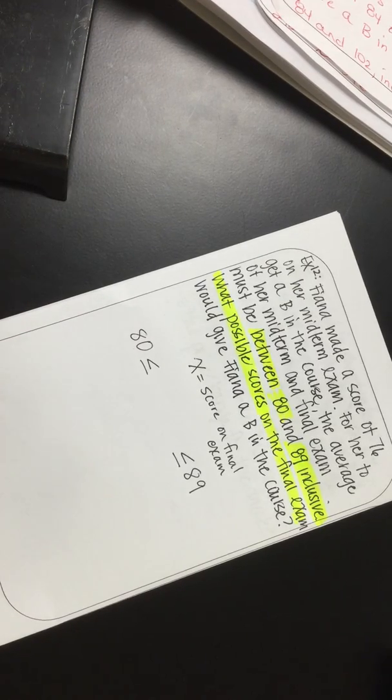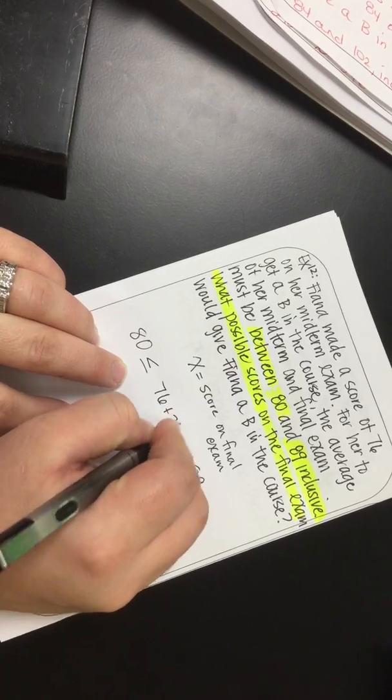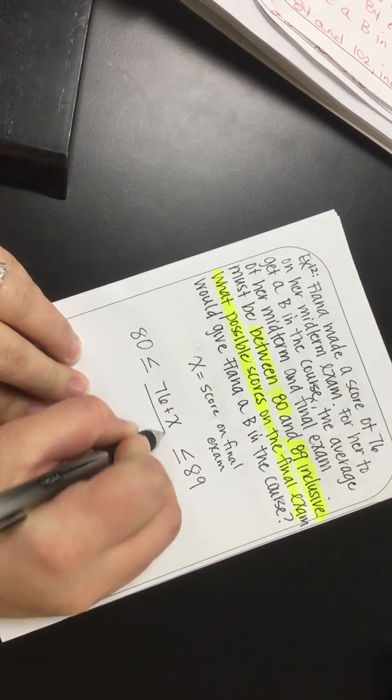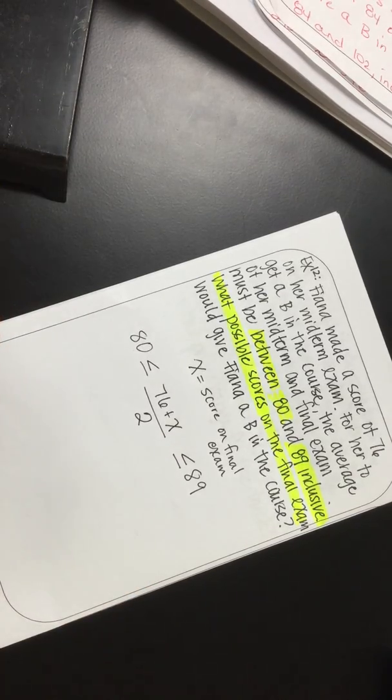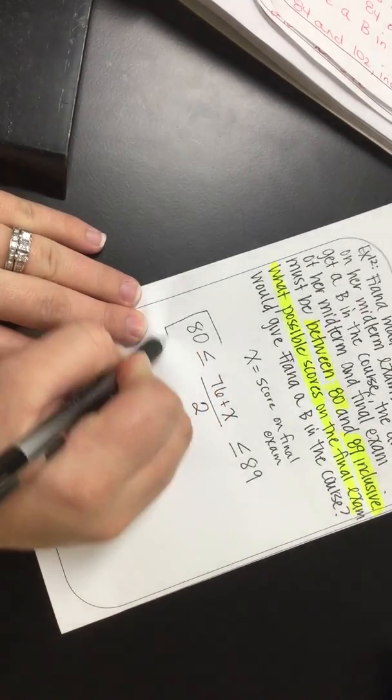So she made a 76 on her midterm. So 76 plus whatever she makes on her final exam. Since this is an average, we're going to divide those values by 2. So this is my equation. Okay, now it's just a matter of solving.